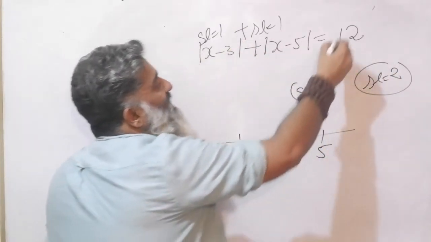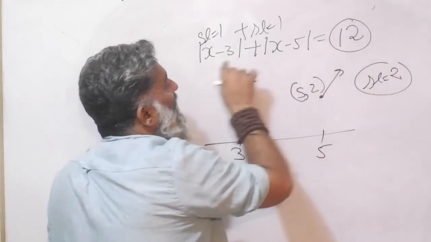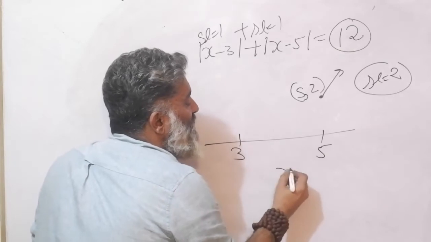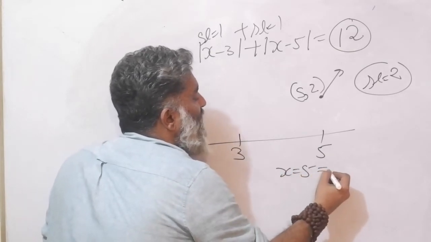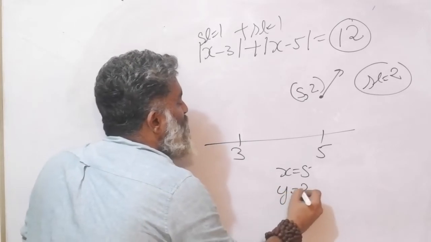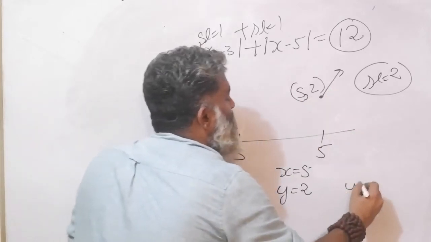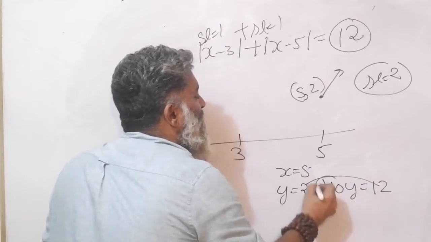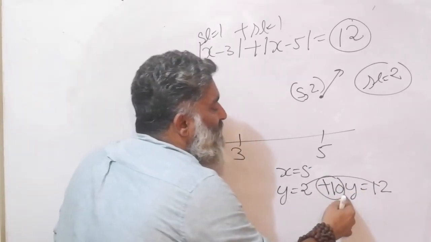Okay. What is my task now? My task is to find at what value of x does this become equal to 12. So let me stick to this story. I know at x is equal to 5, y is equal to 2, and I want y to become 12. So I'm going from 2 to 12. There is a change of plus 10.